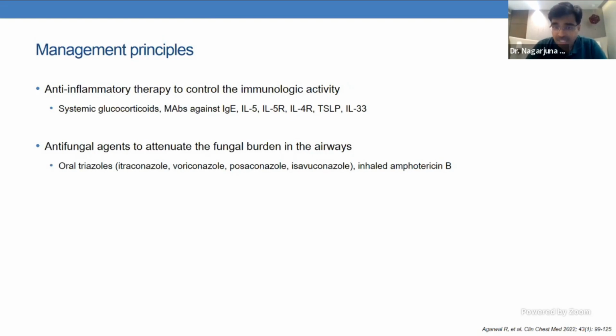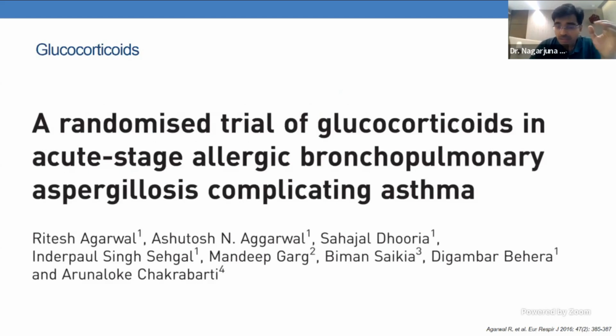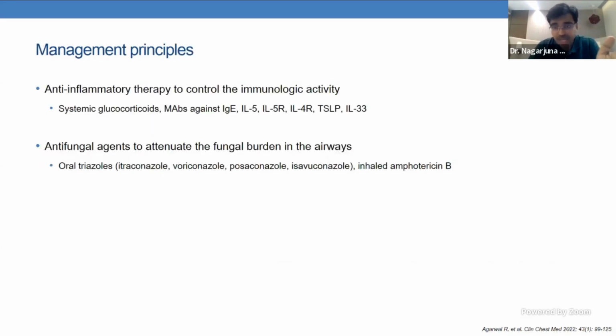So as I said in my first slide, ABPA is basically fungus in the airway, with an immunological response to the fungus. So how do you treat it? You either block the immunological response or you remove the fungus. So you can either use anti-inflammatory therapy, that is steroids or monoclonal antibodies, or you can use antifungals. This is the basis on which the drugs are being tested or used. From ages, steroids have been the mainstay for management of ABPA.